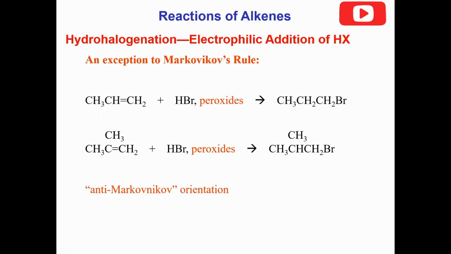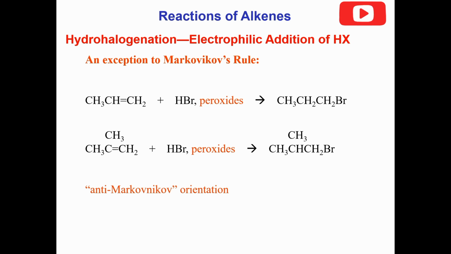In a reaction where you have a hydrogen halide and peroxide is added, it means that this reaction is going to undergo anti-Markovnikov orientation. In that sense, the carbon that has more hydrogen will be given the halide. The carbon that has less hydrogen will be given hydrogen.